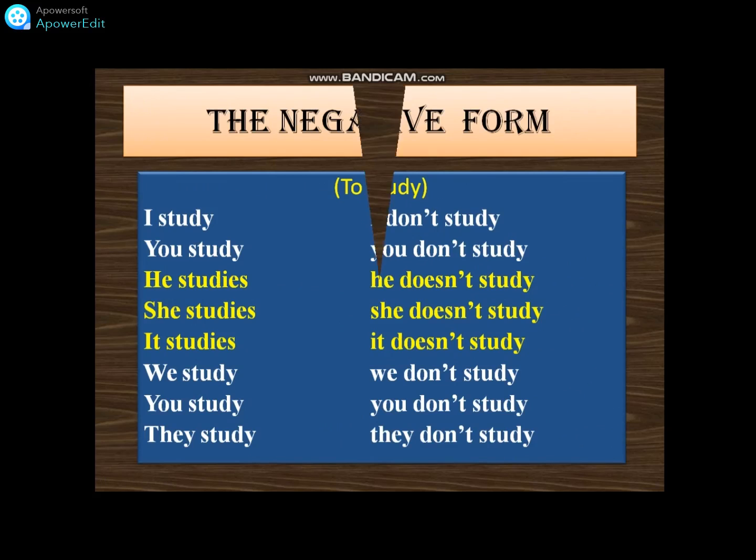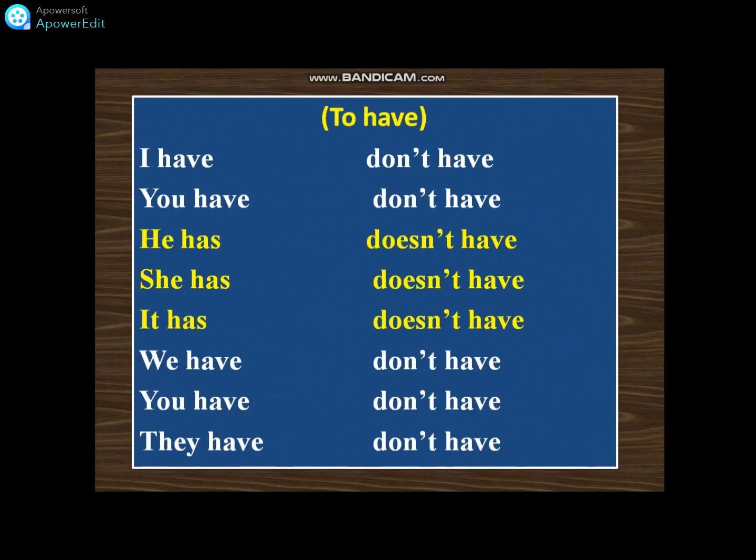Very good. Let's move now to another verb. Now the verb to have. Now we say I have, you have, he has, she has, it has. But with the negative form, you are going to say I don't have, you don't have, he doesn't have, she doesn't have, it doesn't have. And we use with we, you, they, don't.